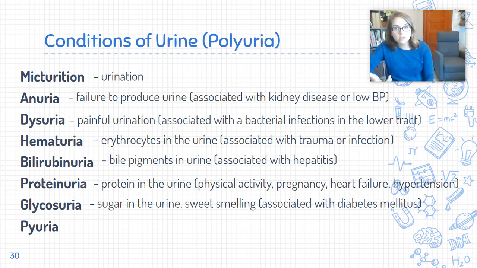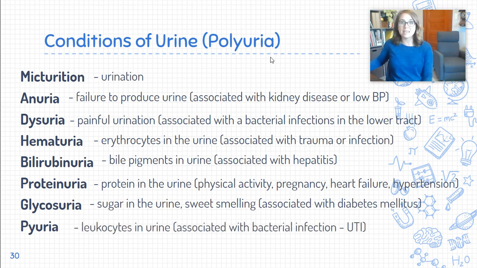You don't normally want to urinate out glucose, so that's a signal that there's an issue with your pancreas and your insulin production. And then pyuria is when you have leukocytes in your urine, so white blood cells. And remember, our white blood cells fight infections, so this can sometimes be associated with a UTI or other kind of infection, bacterial infection of any kind.